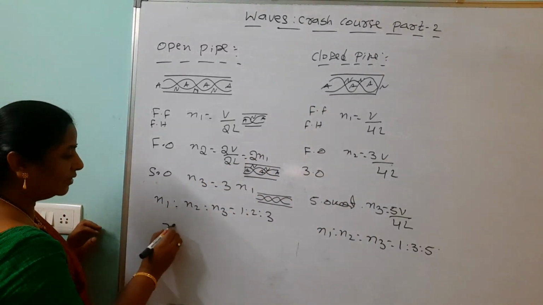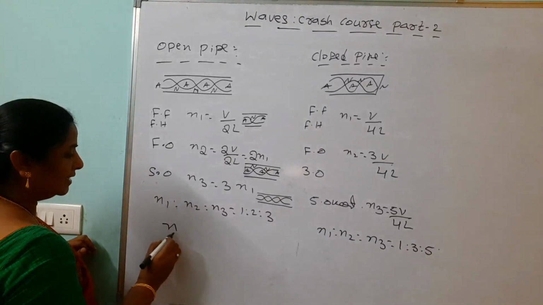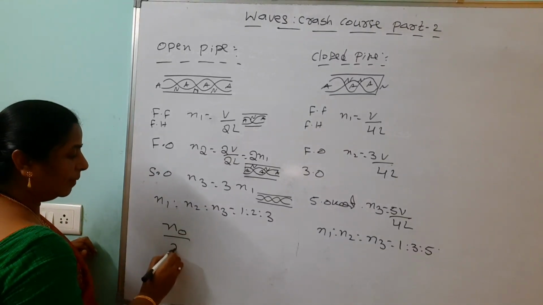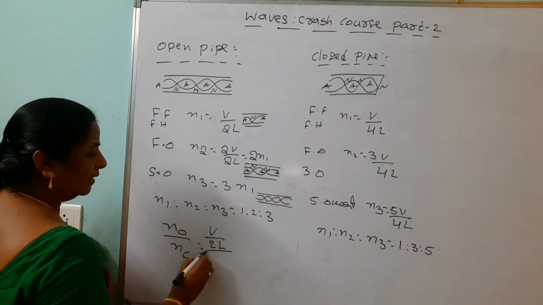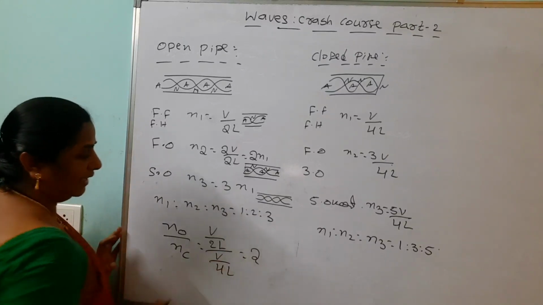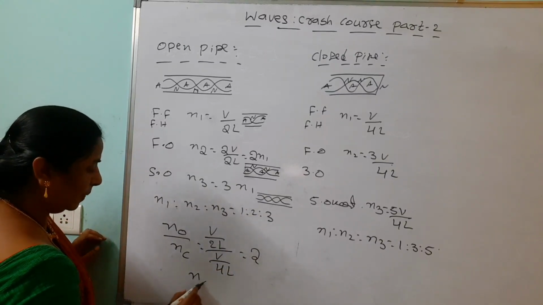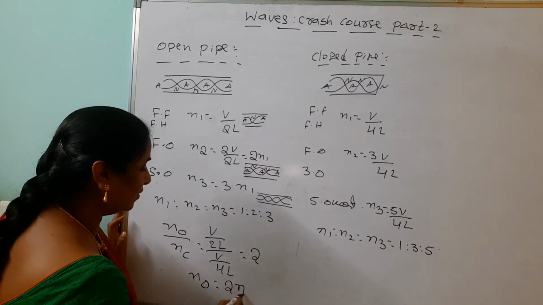Now how to find the ratio of the first fundamental frequencies of the open and closed pipe? N open pipe by N closed pipe equals V by 2L divided by V by 4L. After simplification we are getting 2. So the frequency of the open pipe is 2 times that of the closed pipe.